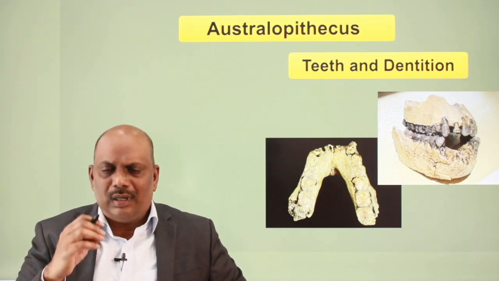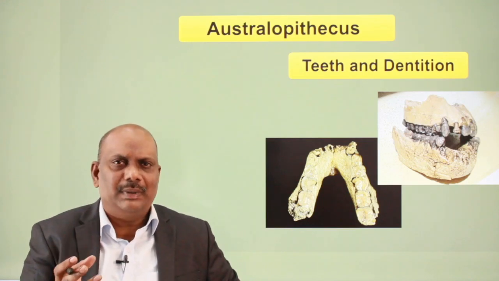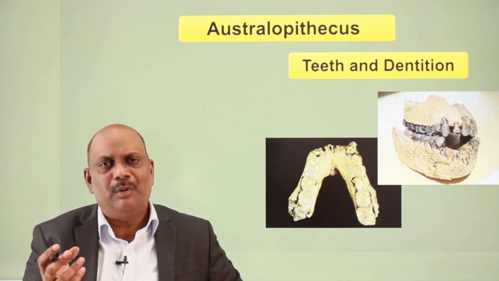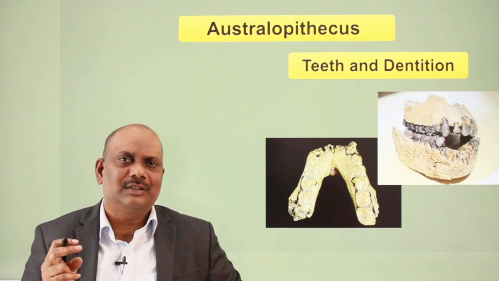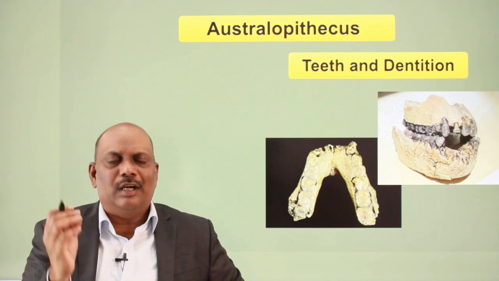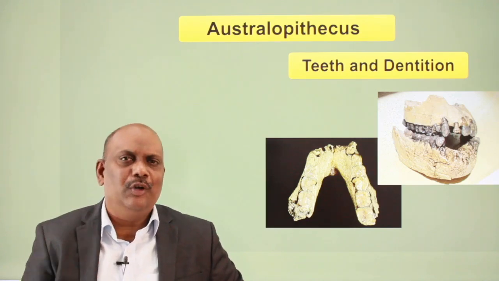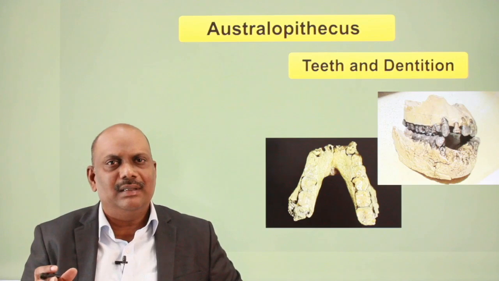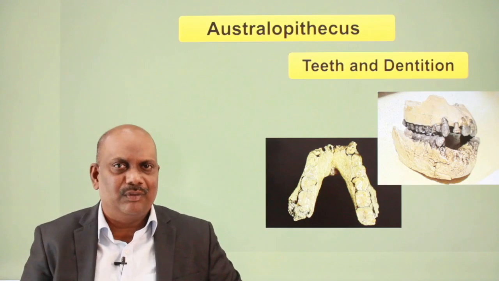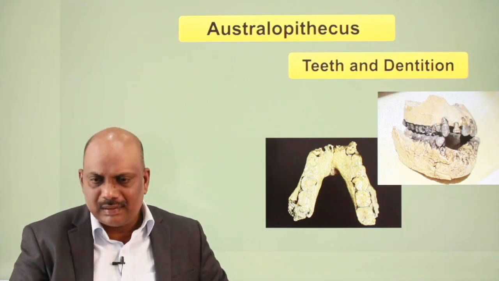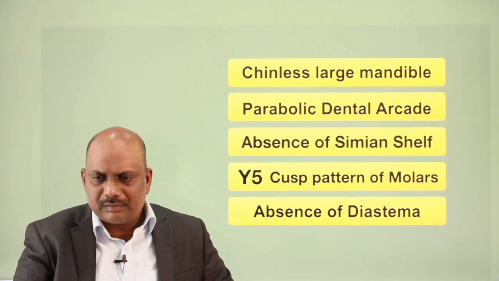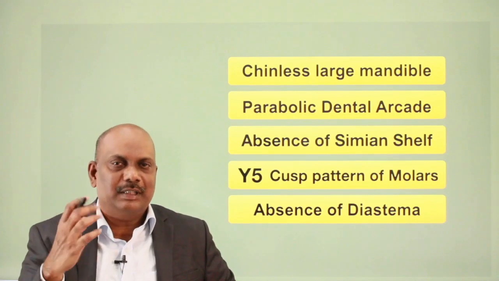Good. So, the study of the dental aspects of Australopithecus reveals a lot of information. It is a mix of both ape-like and human-like characters. There are a few characters in the Australopithecus dentition which are truly human. At the same time, there are also a few primitive characters. Let us study this now. A few important dental aspects of Australopithecus.